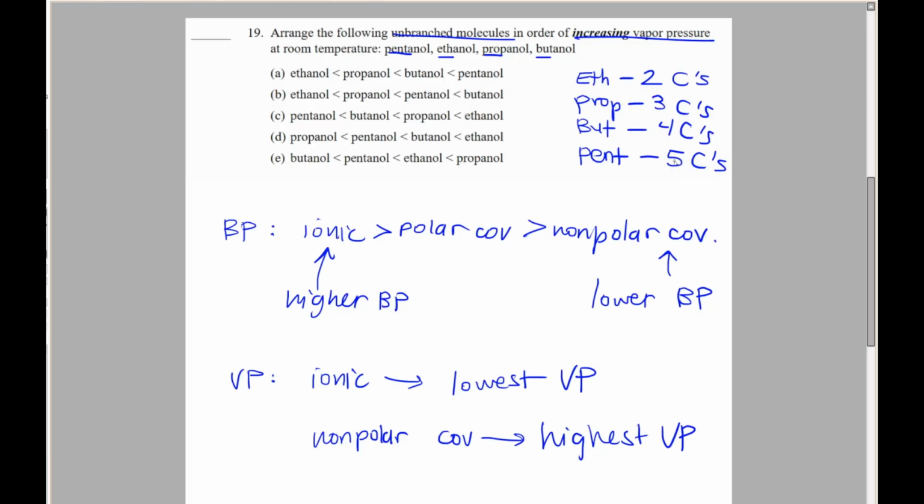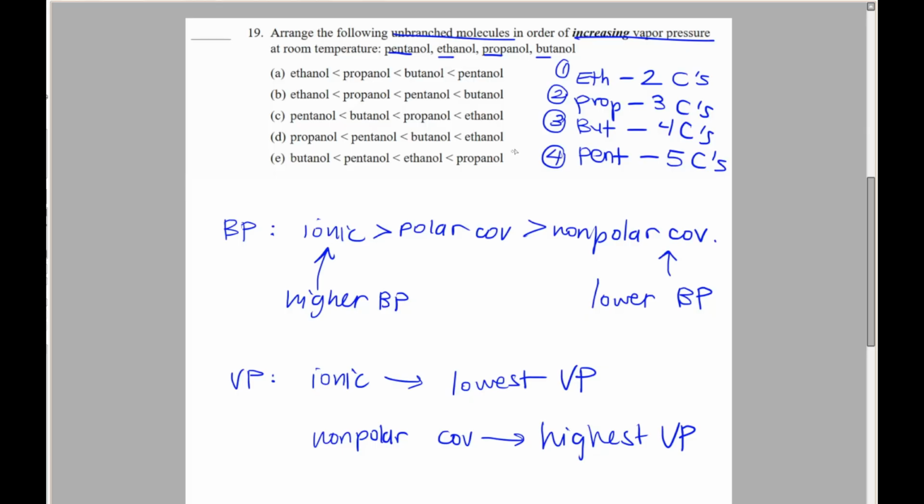And because vapor pressure is the opposite of boiling point, or the trend is the opposite, this means that the smallest size molecule is going to have the highest vapor pressure, but it will have the lowest boiling point. So basically, we want to see that ethanol is the highest and then pentanol is the lowest. And we just order it like this and see which one matches up.